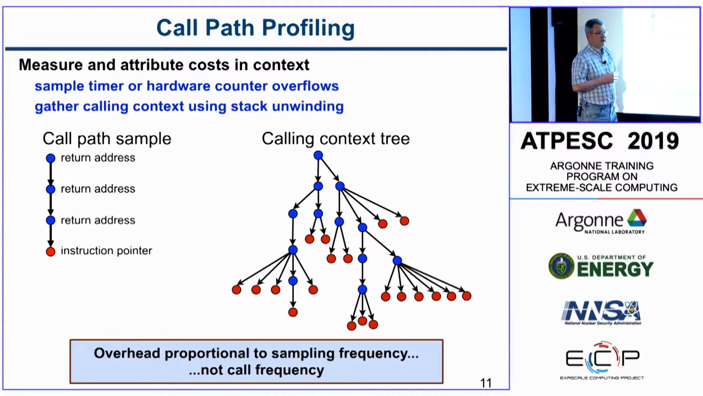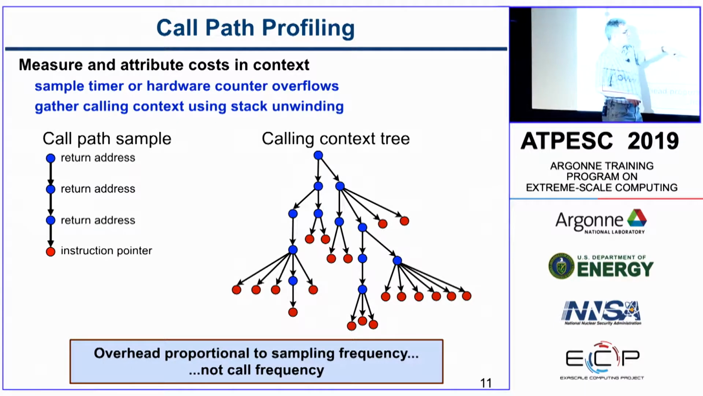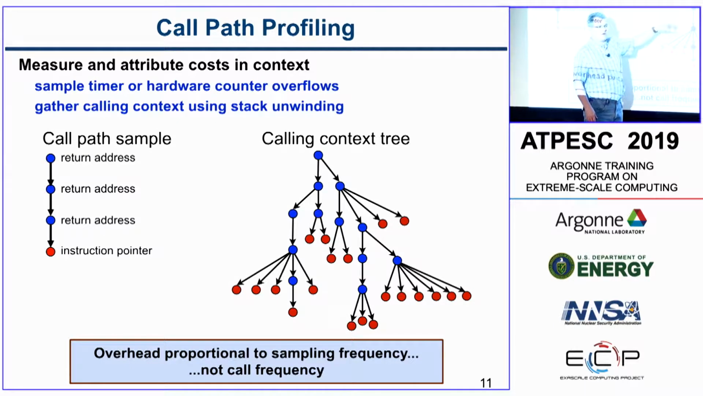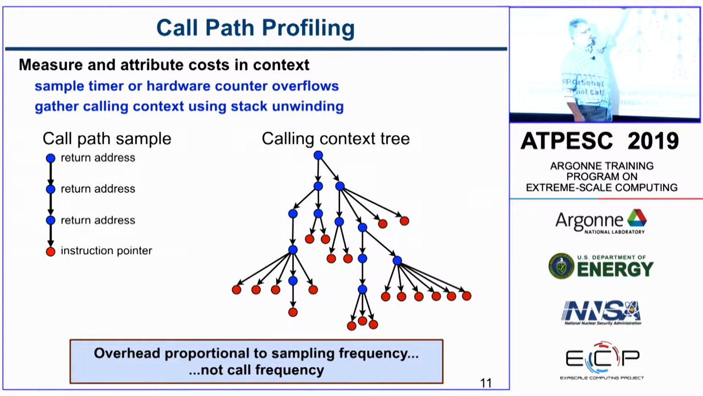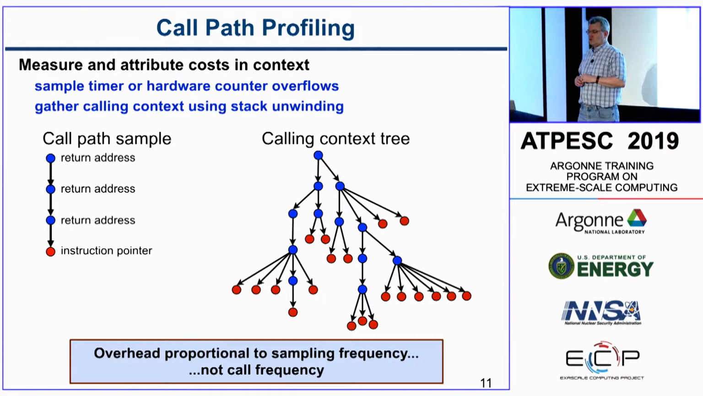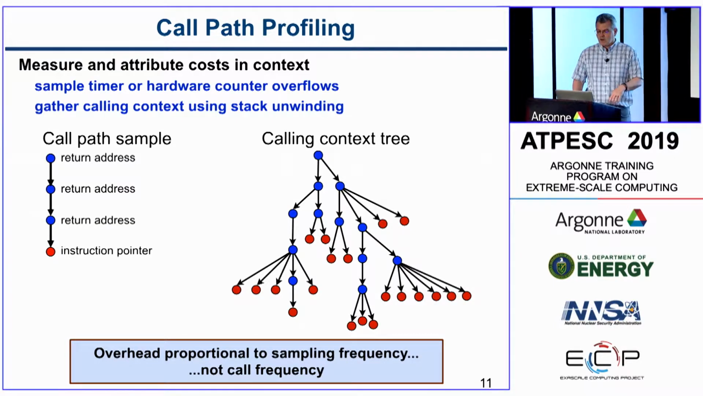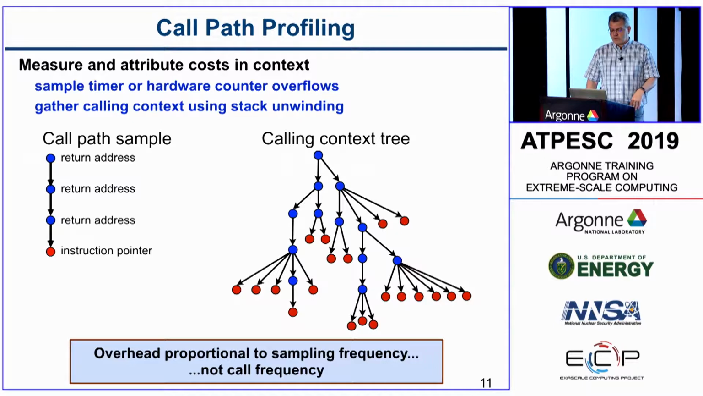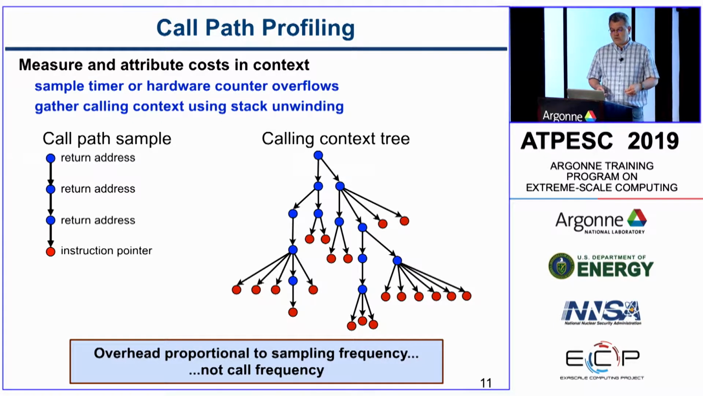Over time, as the application runs, we're going to collect a series of these call chains, and they all get fit together into a tree. Conceptually, you might think that main is at the top, and then maybe an initialization phase, a solve phase, and a post-process phase are represented by different subtrees within this calling context tree. The beauty of this sampling-based approach is that the overhead of measurement is proportional to the sampling frequency, not the calling frequency in your application.